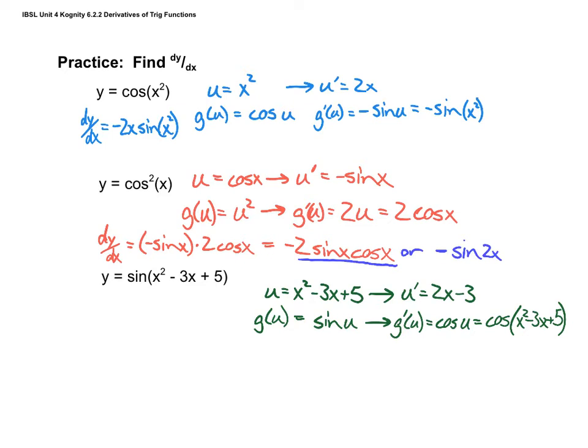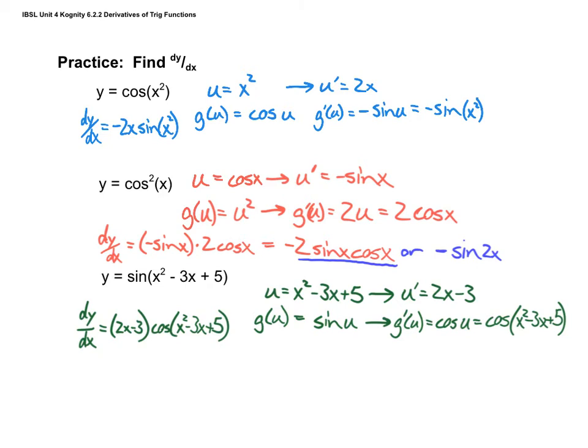And now these we just have to multiply together with our chain rule. dy/dx is, make sure you put parentheses around the 2x minus 3. So (2x minus 3) times cosine of (x squared minus 3x plus 5). Okay? The parentheses are important.